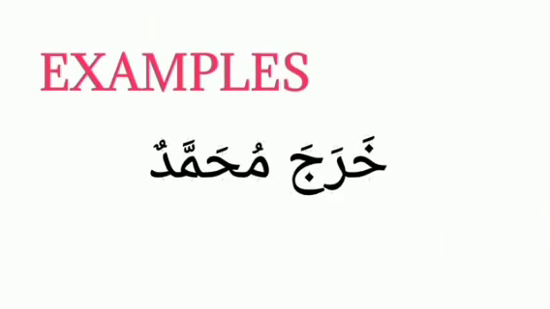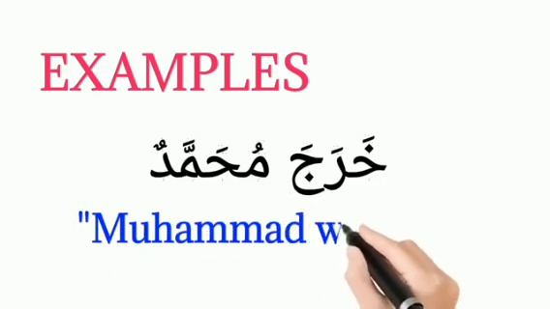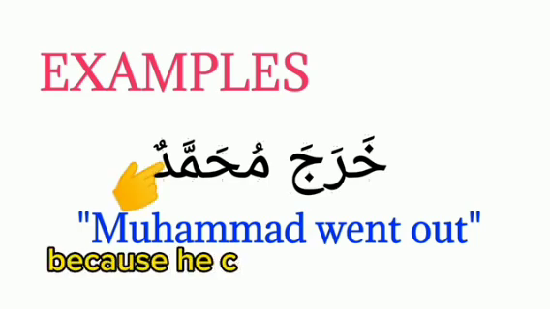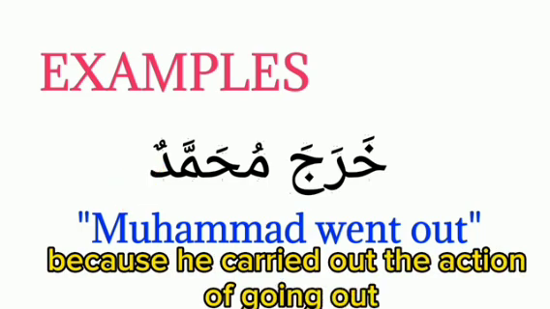Example, we have kharaja Muhammadun, which means Muhammad went out. This sentence here is a verbal sentence because of the verb kharaja that begins the sentence, and the doer of the action or the subject of the verb is Muhammad because he carried out the action of going out.